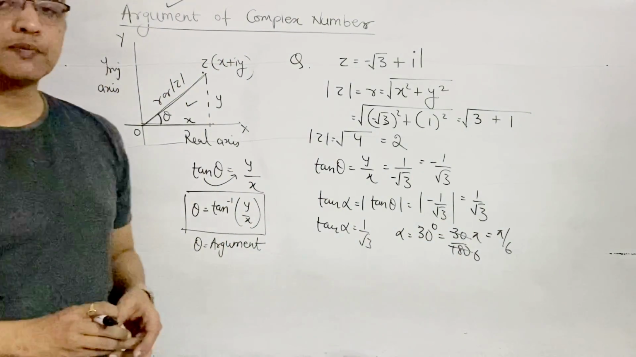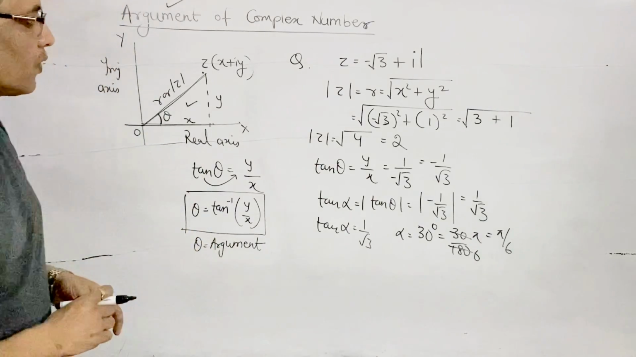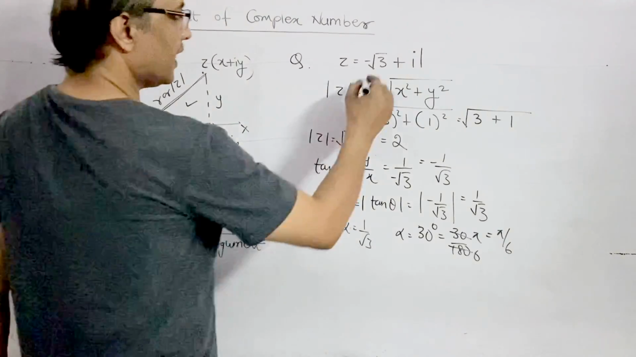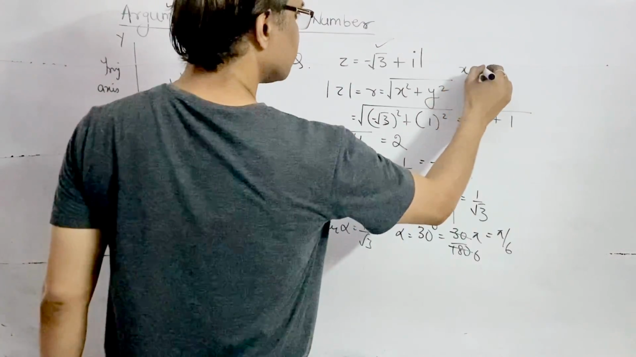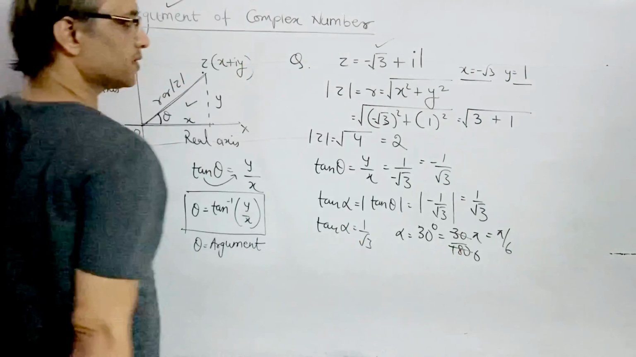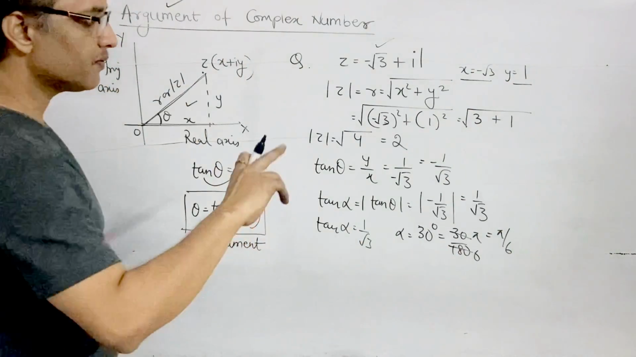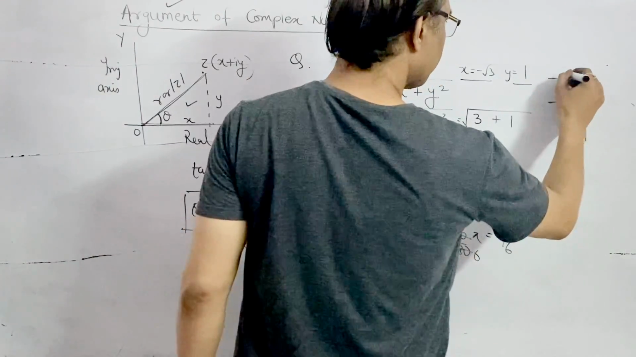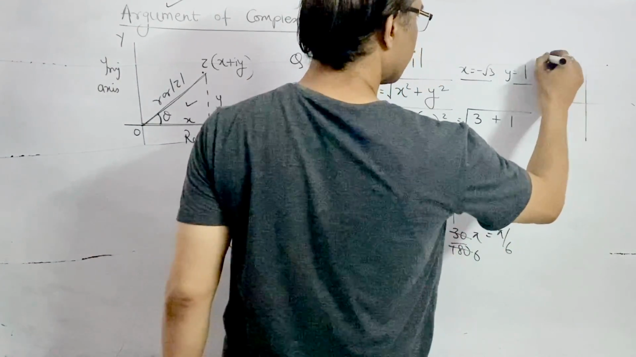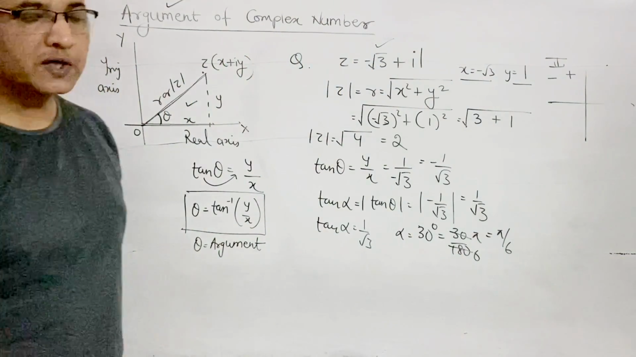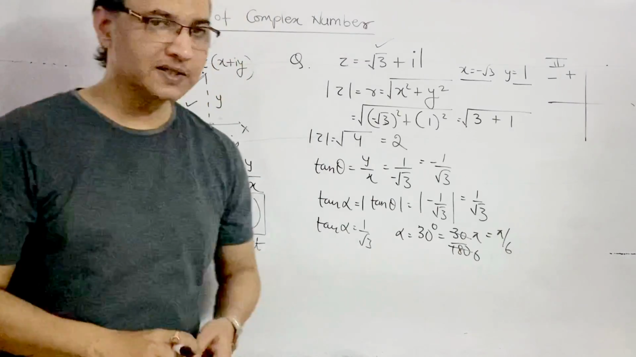Now we have to decide about the quadrant. For that we have to see the values of x and y. X was minus root 3 and y was plus 1. So x negative and y positive. That means second quadrant. In second quadrant, x is negative and y is positive. So we know that our complex number lies in the second quadrant.